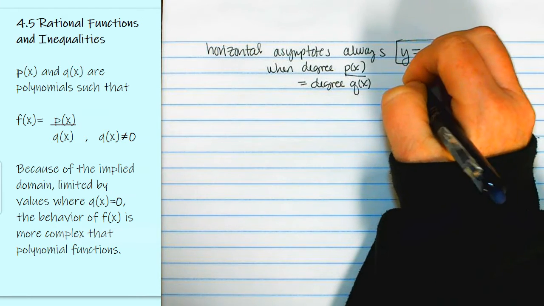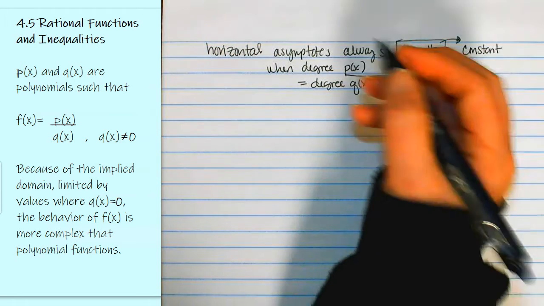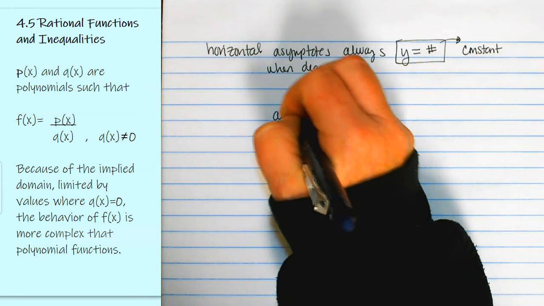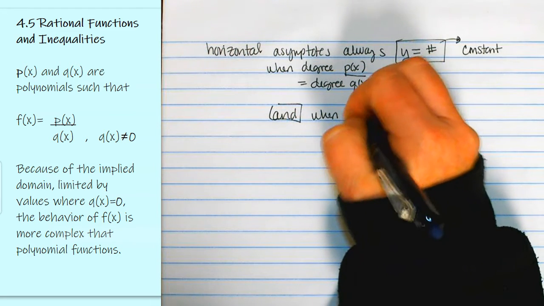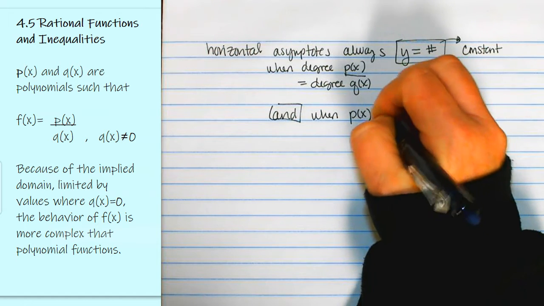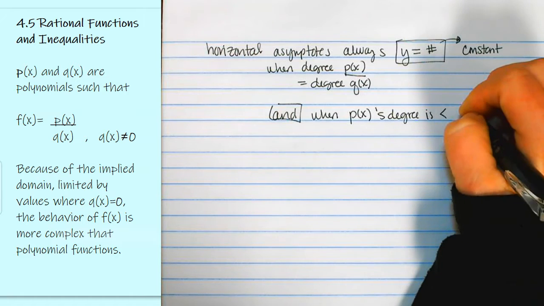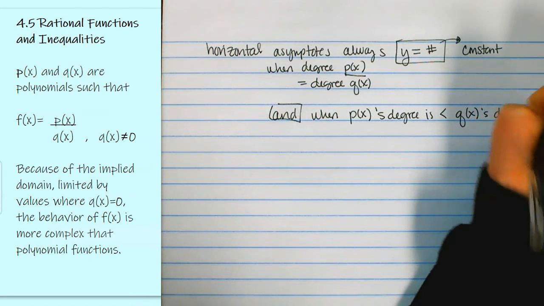So when they have the same degree on the top and the bottom, that's when you have horizontal asymptotes. And there's one exception to that, and that is when p of x's degree is less than q of x's degree. And we'll look at that as well.